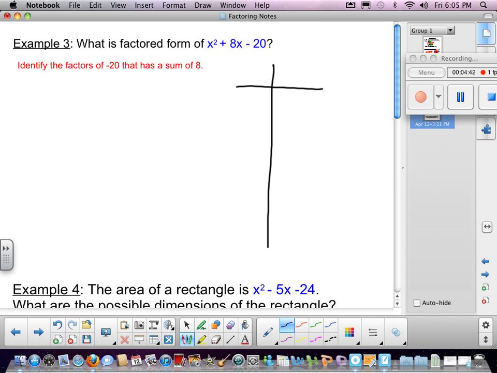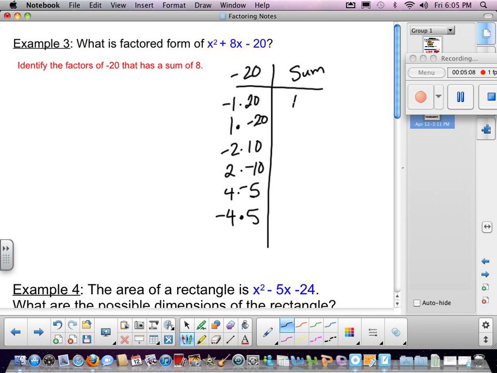So negative 20, that would be negative 1 times 20. Could have positive 1 times negative 20, negative 2 times 10, 2 times negative 10, 4 times negative 5, and we could have negative 4 times positive 5. Over here, we're looking for the sum. That would give us 19, negative 19, 8, negative 8, negative 1, and positive 1. And we want the ones that give us a sum of 8.